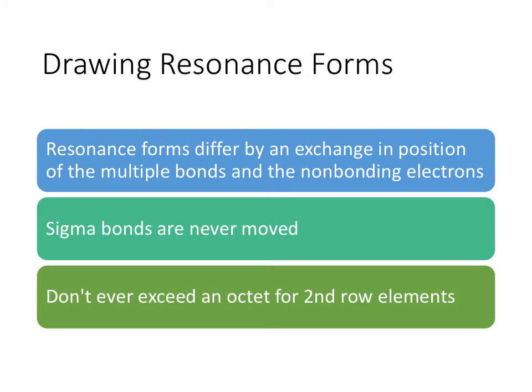When drawing resonance forms, you want to remember that you only exchange the position of pi bonds and the non-bonding electrons. Remember, a pi bond would be the second bond in a double bond, or the second and third bonds in a triple bond. Sigma bonds are never moved. Also, you never want to exceed an octet for second row elements, so don't give carbon more than 4 bonds.